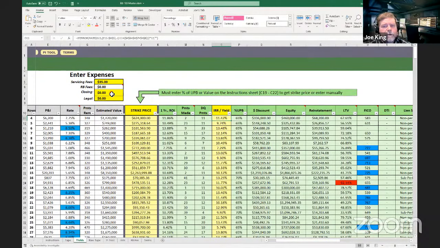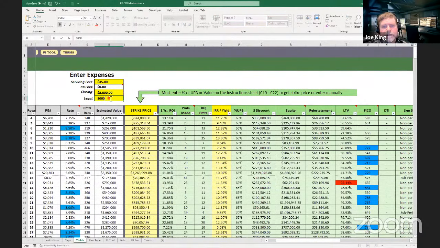We've also put in here, for this, we have non-performing notes, so we know we're going to have legal fees. So what is that average legal fee going to be per asset? We can guesstimate and be conservative, and let's just say 8,000. So we put that, well, let me put it in the legal. It doesn't really matter where you put it. They all do the same thing.